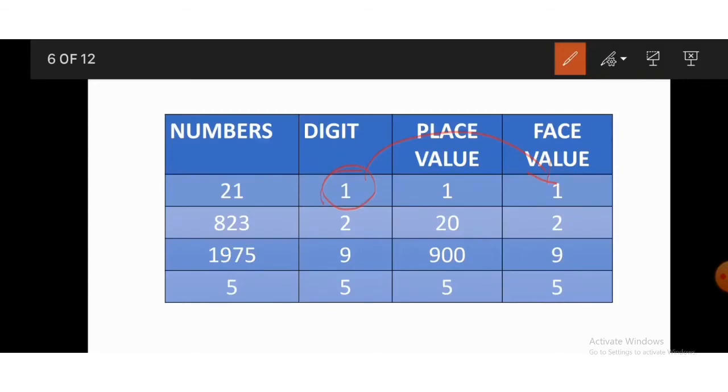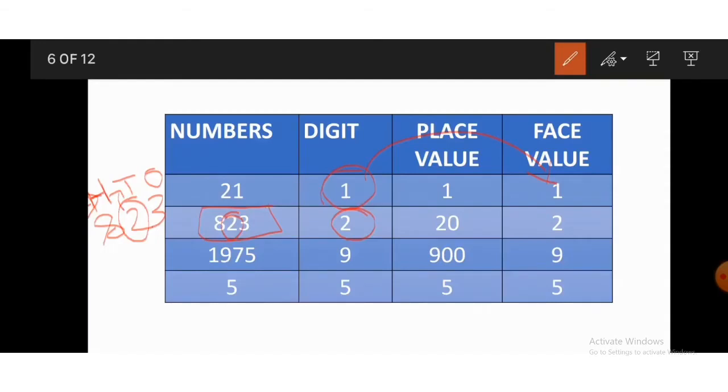The second number here is 823. Okay, 823. They are asking to find the place value and face value of the digit 2. First, we'll write the number here, 823. And then start writing the places above the number. 1's, 10's, and what comes after 10's, children? Right, 100's. 1's, 10's, and 100's. What is the digit given in the question here? The digit is 2. 2 is in which place? 2 is in 10's place.